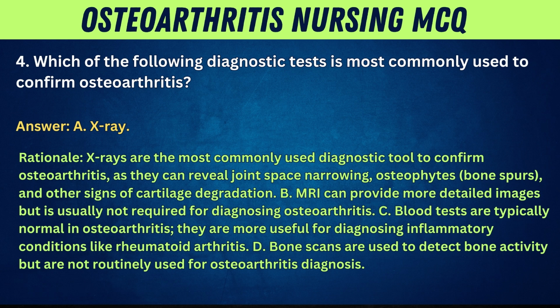B. MRI can provide more detailed images, but is usually not required for diagnosing osteoarthritis. C. Blood tests are typically normal in osteoarthritis. They are more useful for diagnosing inflammatory conditions like rheumatoid arthritis. D. Bone scans are used to detect bone activity, but are not routinely used for osteoarthritis diagnosis.